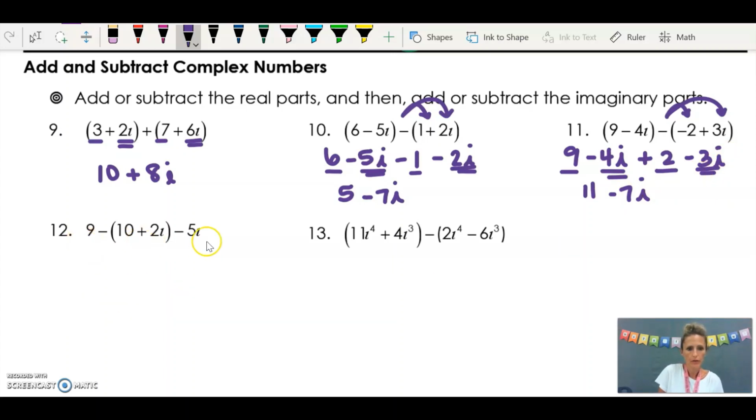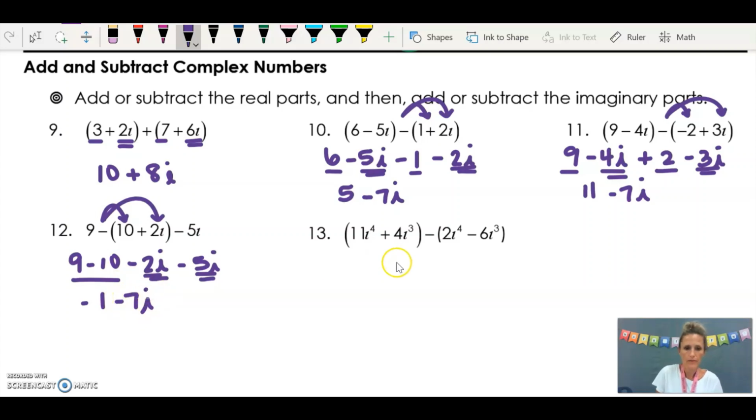Here we have 3 different expressions. We're going to be subtracting the 10 and 2i, and then we'll also subtract 5i, but we don't have to distribute past the end of this grouping of parentheses. So we have 9 minus 10 minus 2i, and then minus 5i. Then 9 minus 10 is negative 1, and negative 2i minus 5i is negative 7i.